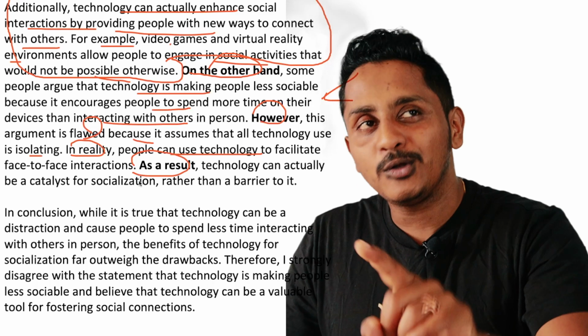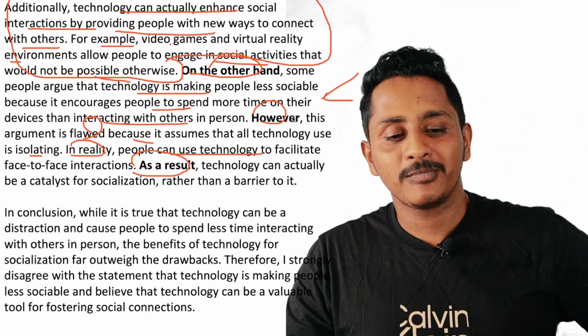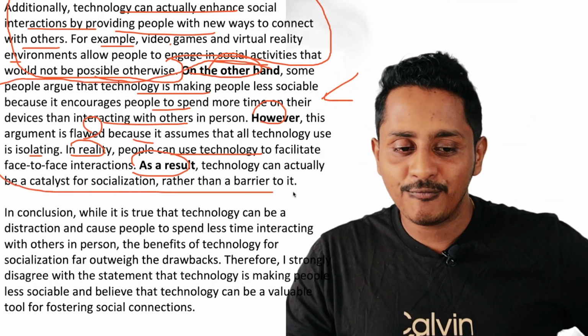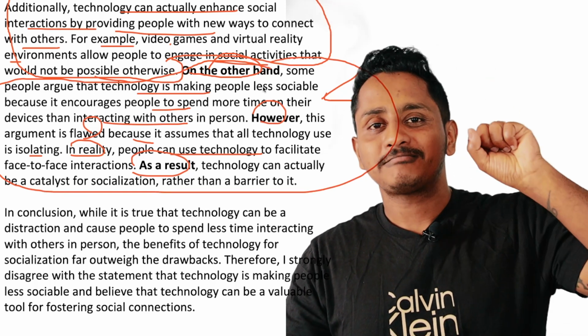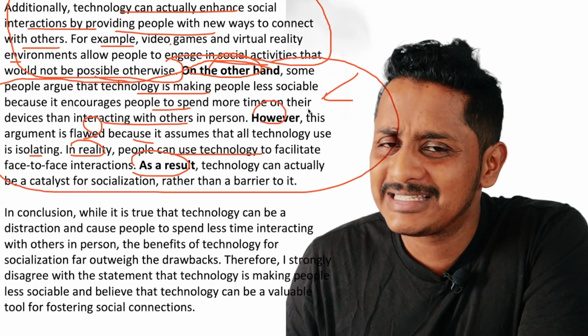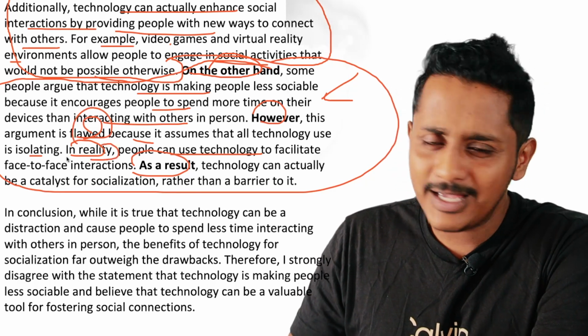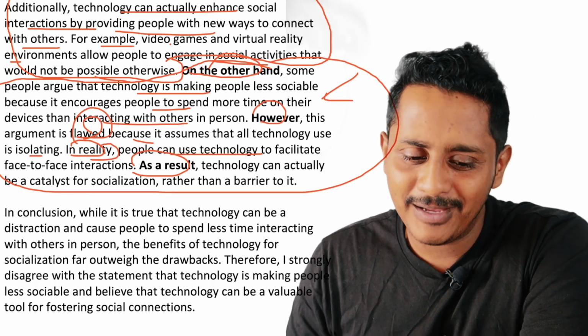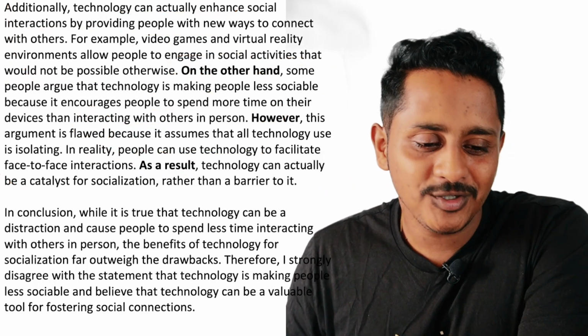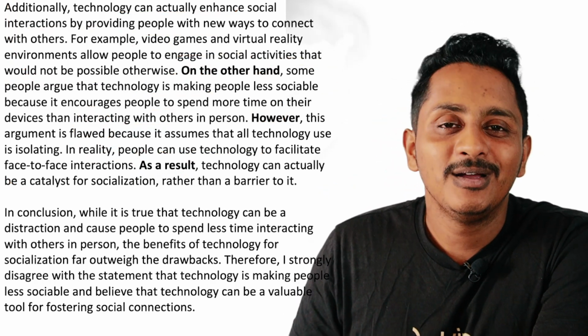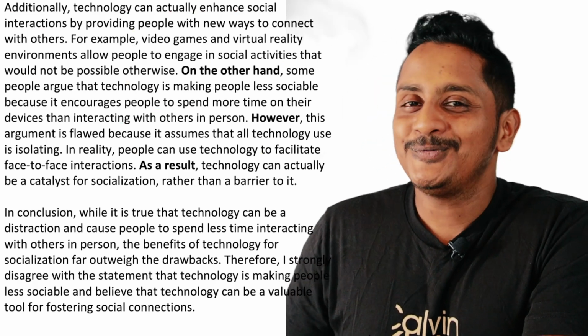You got to stick to what you told in the first paragraph, but you are going to prove it from the other side by disproving it with some facts, that it is flawed. In reality, people use technology for other things as well. It is not depriving them of social interaction and all those things. Hope you are getting it. Now try to apply this for other questions as well.